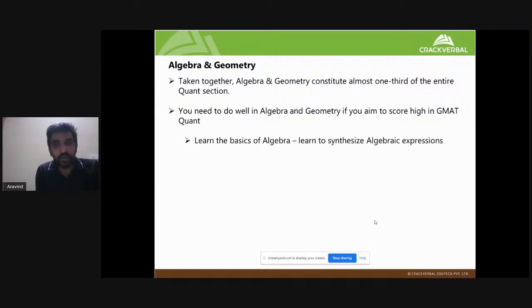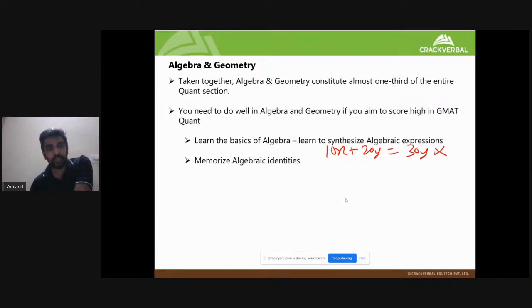You need to learn to synthesize algebraic expressions. So you cannot just say 10x plus 20y is 30y. That's not allowed. You need to learn these basics. You need to know that unlike variables cannot be added. Like variables can be added. You need to learn how to break down algebraic expressions. That's very important. And for you to be able to do that, you definitely need to know the algebraic identities.